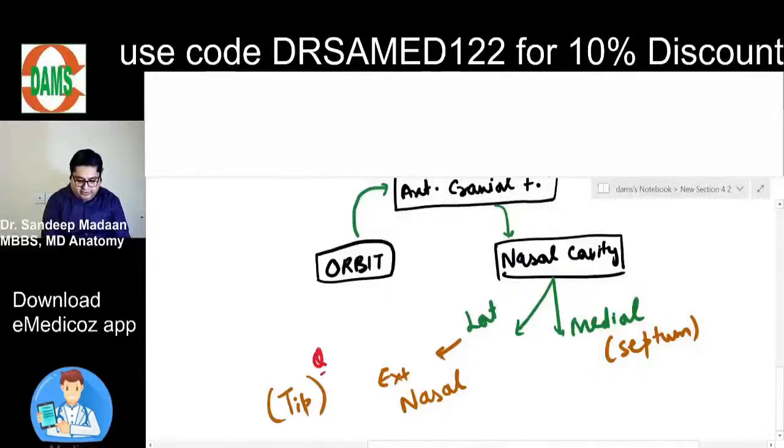Okay, which is important question for us. Tip of nose is supplied by external nasal branch of anterior ethmoidal nerve. Is that clear to everyone? Yes, have you understood?